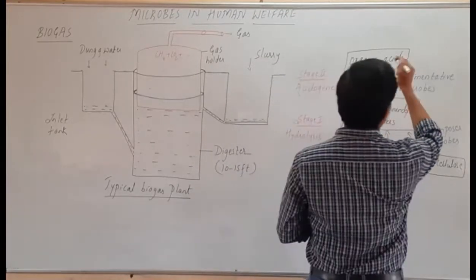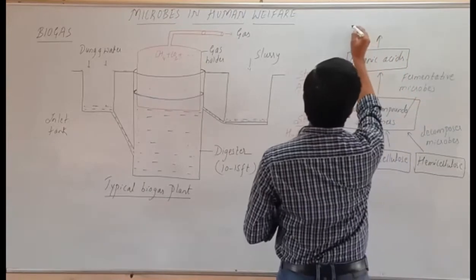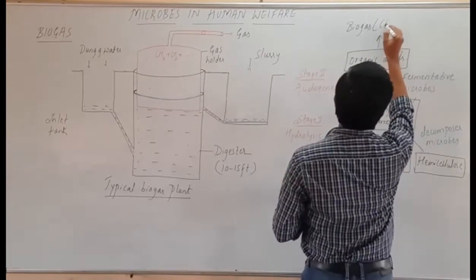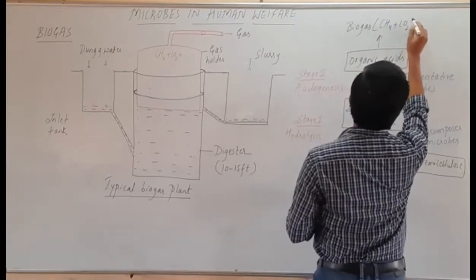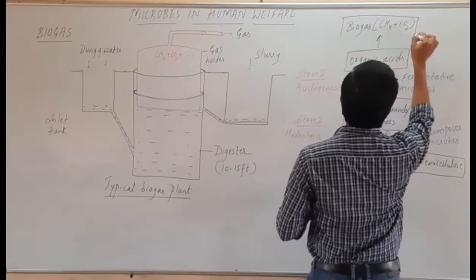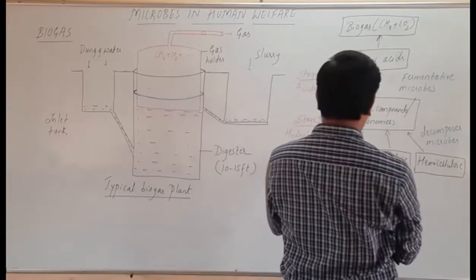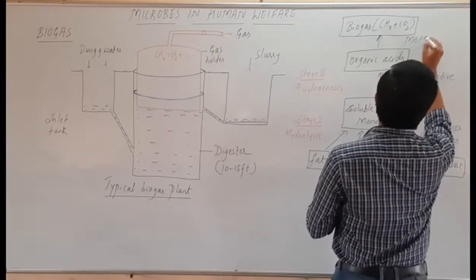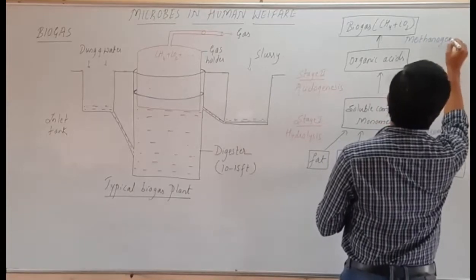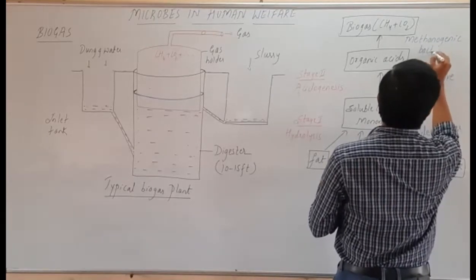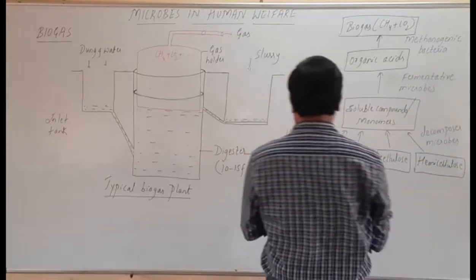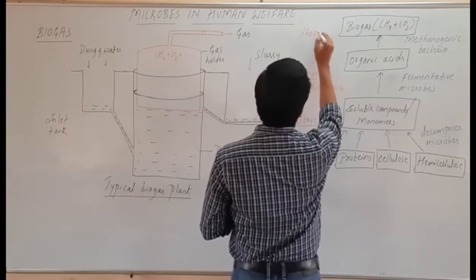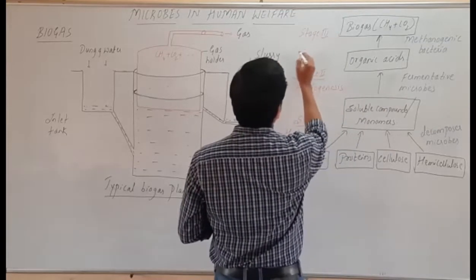Then these organic acids are converted into biogas that consists of CH4 and CO2 majorly. And this is by the action of methanogenic bacteria, where we call it as stage 3. Methanogenesis.